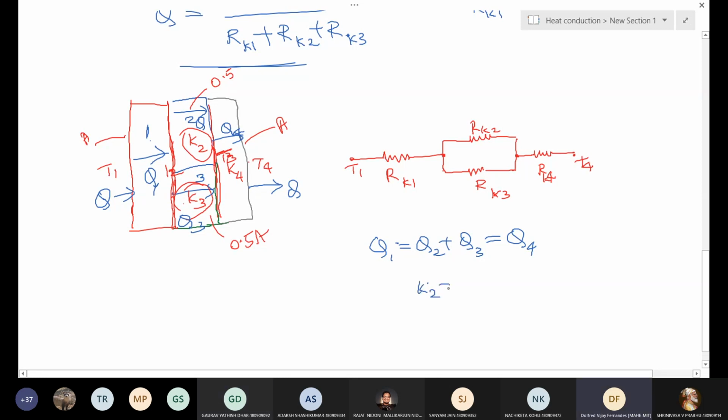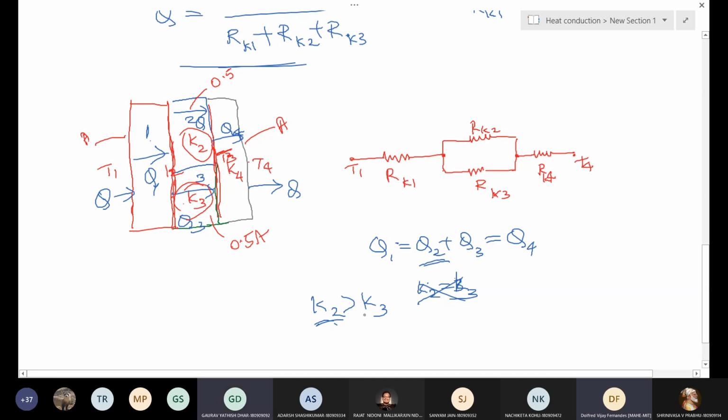If K2 equals K3, then only. Otherwise, depending on proportionality, if K2 is more than K3, then more heat transfer will take place from wall 2. If K2 is greater than K3, more heat transfer will take place from 2. K2 is more. Conduction is more in wall 2.